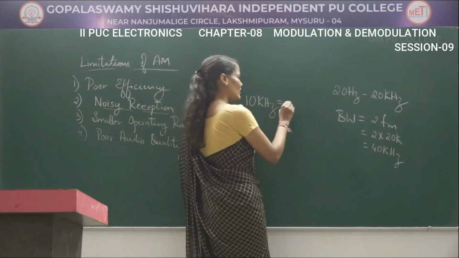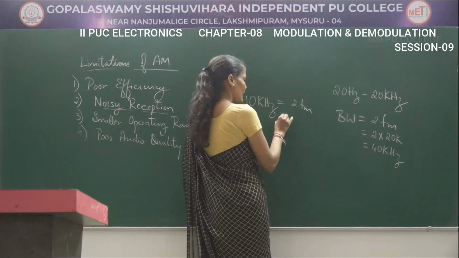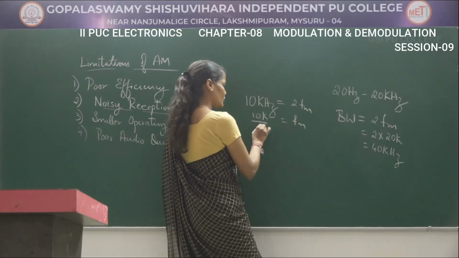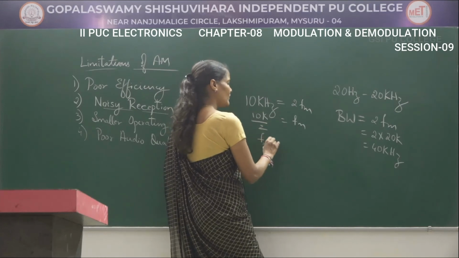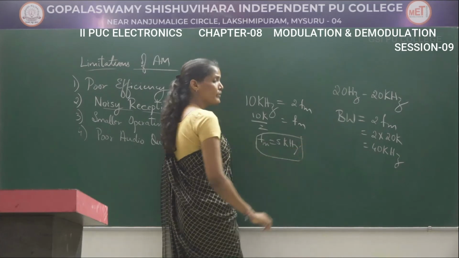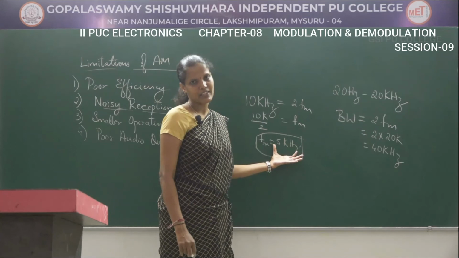Since the bandwidth is fixed to 10 kHz, and bandwidth equals 2 times fm, fm must be equal to 10 kHz divided by 2, which is just 5 kHz. That is, the modulating signal frequency must be a maximum of just 5 kHz.